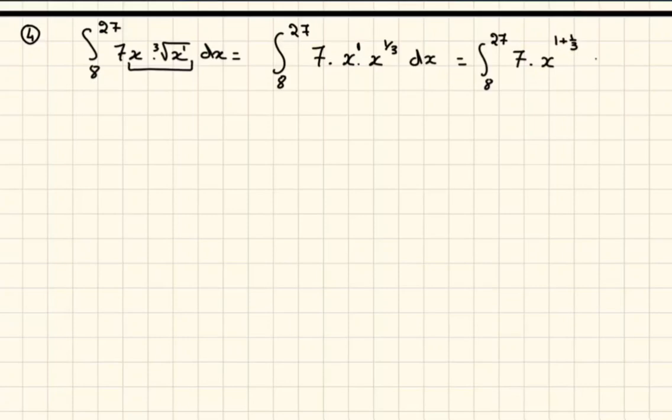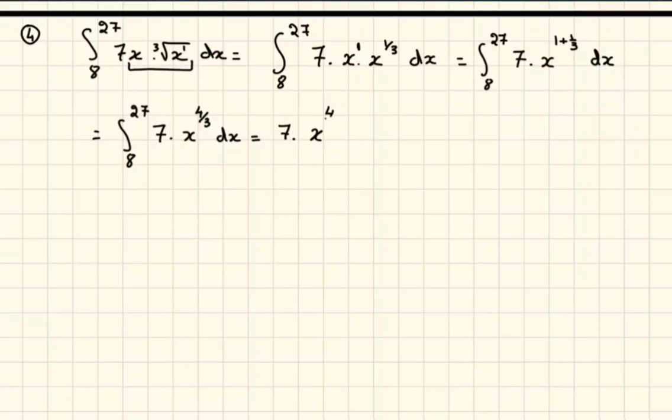So I need to combine them. So it's integral from 8 to 27 of 7 multiplied by x exponent 4 over 3 dx. You can use a calculator to do this. So 3 times 1 is 3 plus 1, which is 4 over 3. So we get 4 over 3. Now I'm allowed to do the actual integral. The 7, I don't need it because it's a number multiplied by x, so it stays the same.